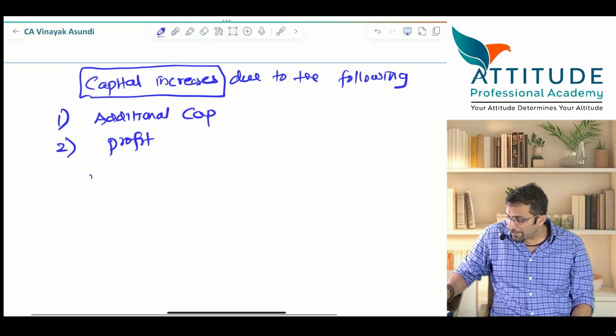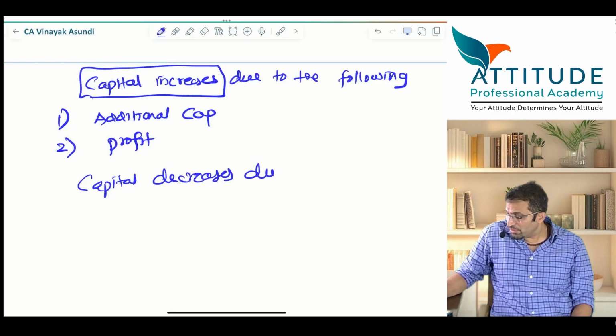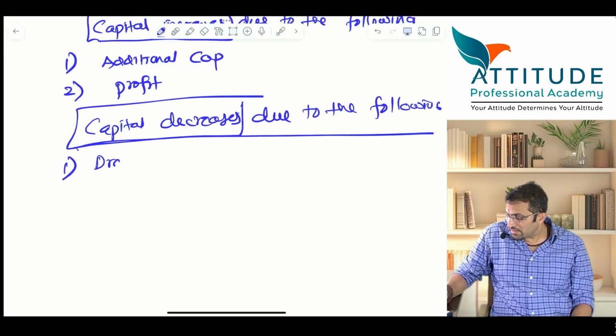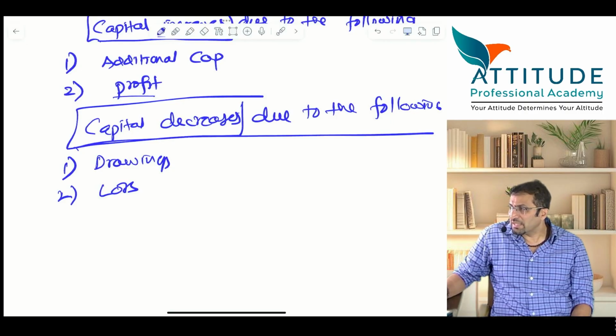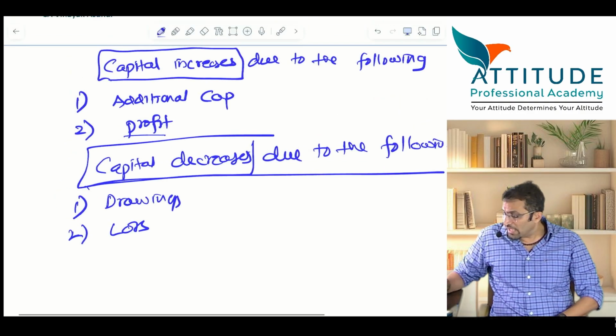Now similarly, capital decreases due to the following. Tell me. First reason drawings. Second reason loss. Loss means I'm talking about net profit. Profit is nothing but sales minus expenses. Sales minus expenses can also be loss when sales are less than expenses. Is that clear? So understood this?